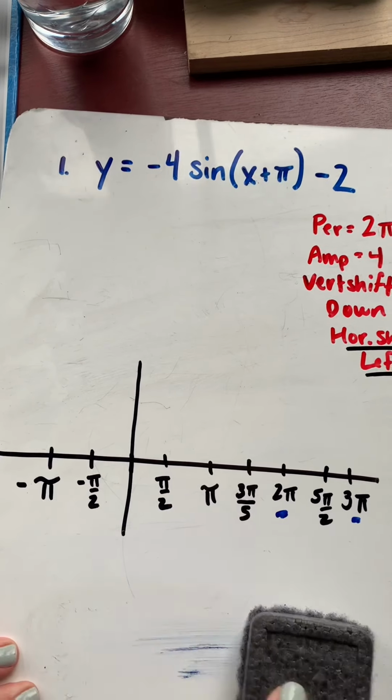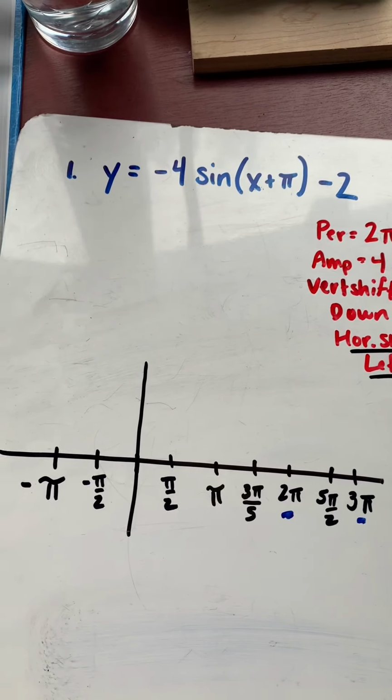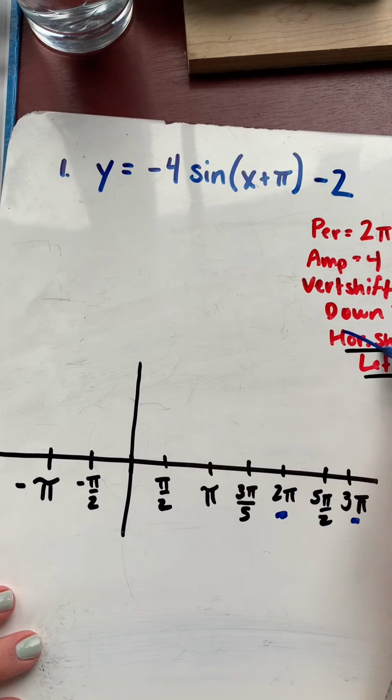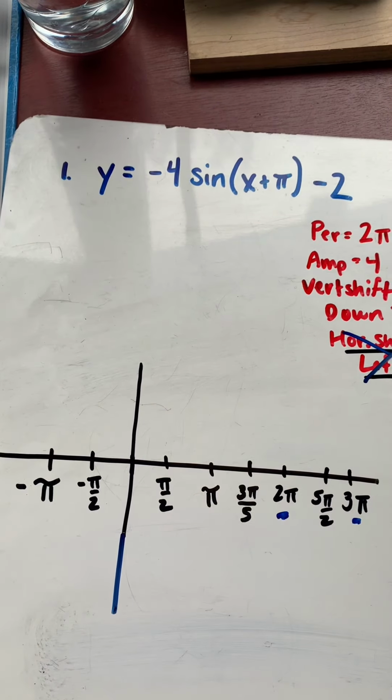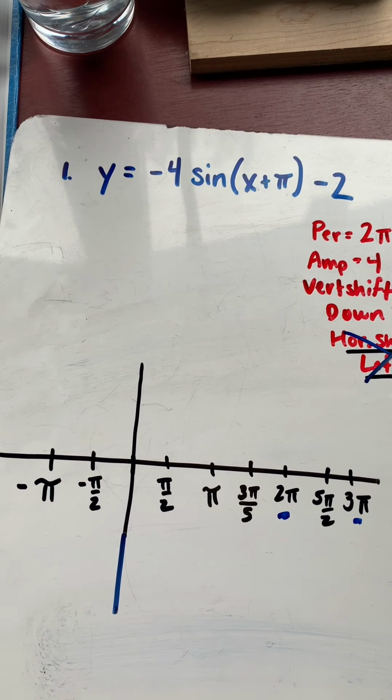So I've got that. Now I can kind of figure out, okay, what have I taken care of? I've taken care of the horizontal shift to the left. Now I know I have to shift down 2. So I have this imaginary line down 2.